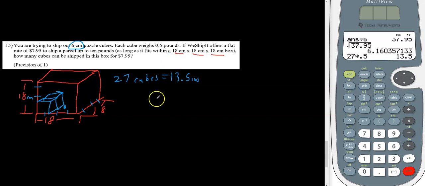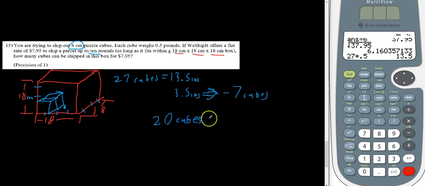Okay, so how many cubes could we fit? Well, a maximum of 10 pounds. And so how many cubes would we have to lose to get down to 10 pounds? And the answer is it's 3.5 pounds over, and each one weighs half a pound. Therefore, we need to subtract 7 cubes, and we will end up with 20 cubes, which of course weighs 10 pounds.